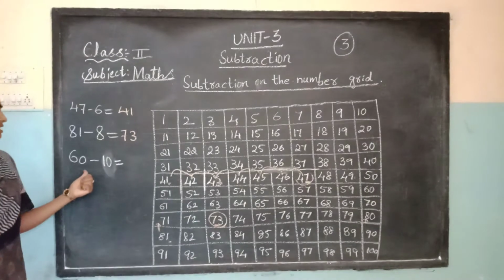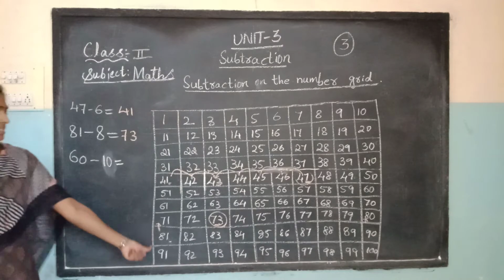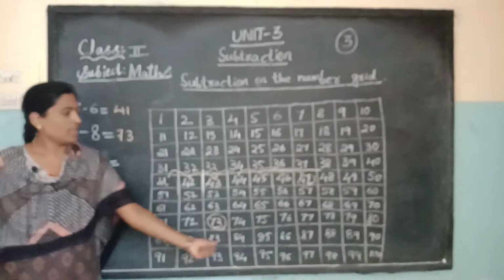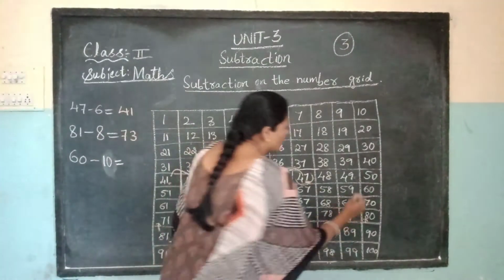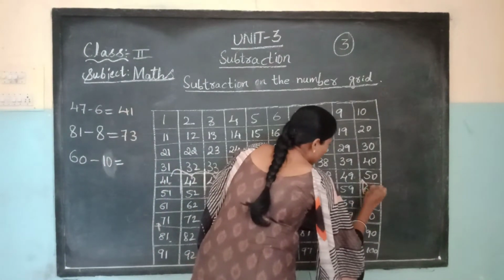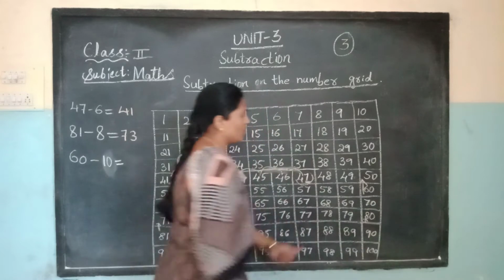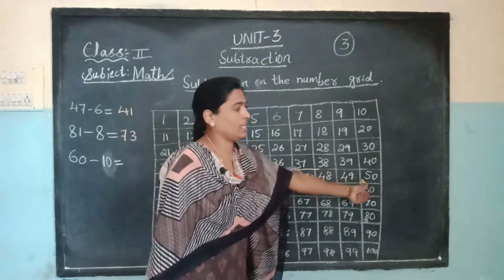Yes. Next one, 60 minus 10. Where is the number 60 in this? Yes, search here, where is 60? Here is 60. One row up, you have to keep the arrow line. You are moving up, no? What is this answer? 50.